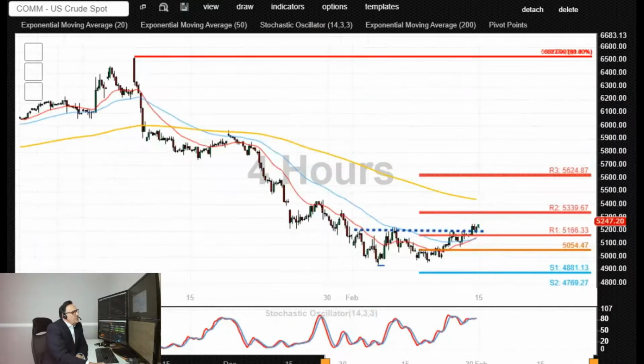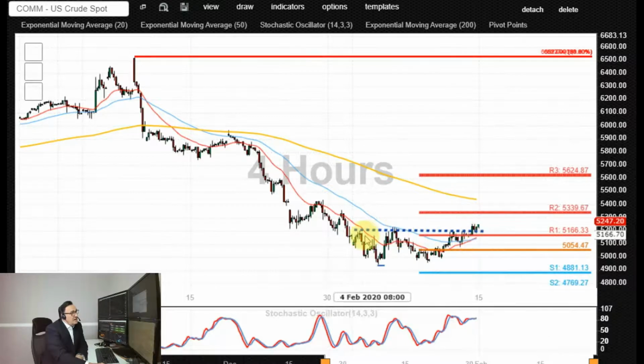Lastly, let's talk about crude oil. Crude oil was under pressure for quite some time, a possible indication of a lack of global demand for crude as a result of the virus in China. OPEC was meeting last week. This potentially looks like a double bottom formation in intraday timeframes.